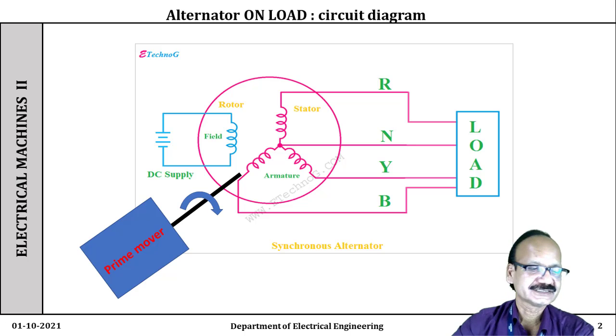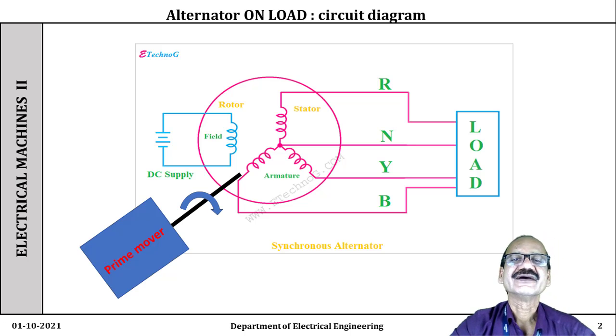Now look at this circuit diagram. The alternator has two main parts: the stator, which consists of the armature winding and which is generally star connected in order to have less insulation level. The other part is the rotor, on which the field winding is placed and which is generally excited by a DC source as shown. The third element is the prime mover, which rotates the alternator at synchronous speed.